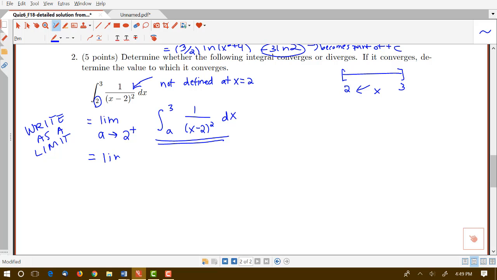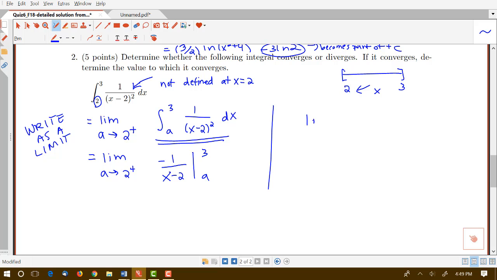I'm going to keep my limit notation. So I have this limit as a goes to 2 from the right. The antiderivative of 1 over x minus 2 squared is the same thing as the integral of 1 over u squared, because the derivative of x minus 2 would just be 1, so I'm not going to have to worry about dividing by something. So this will just be negative 1 over x minus 2 evaluated from a to 3.